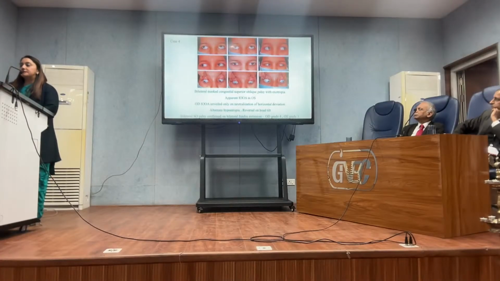This third case was a case of bilateral masked congenital superior oblique palsy with XT. So there was an apparent eye overaction in the left eye, and right eye overaction was unveiled only on utilization of horizontal deviation. She had an alternate hypertropia and reversal on head tilt. Bilateral SOP confirmed on bilateral fundus extortion, which was significant.